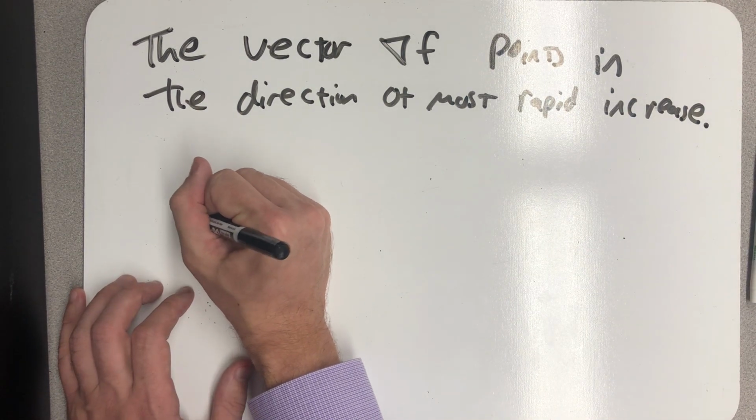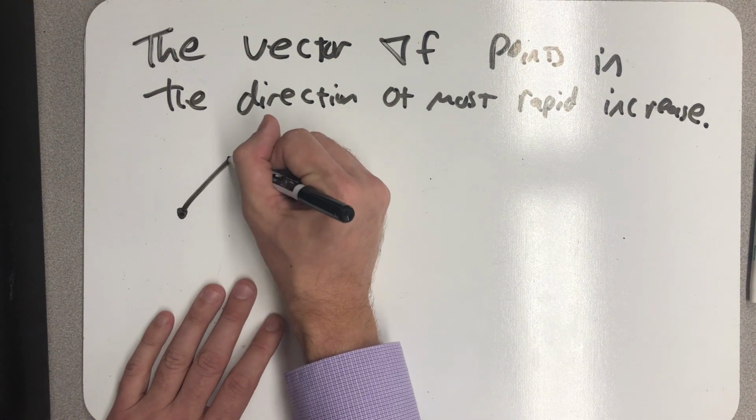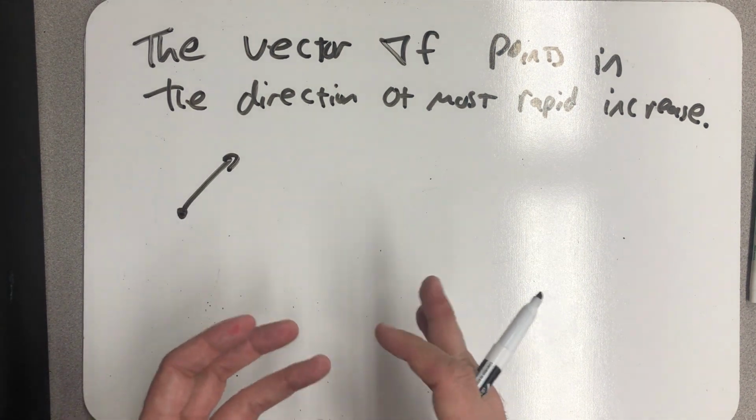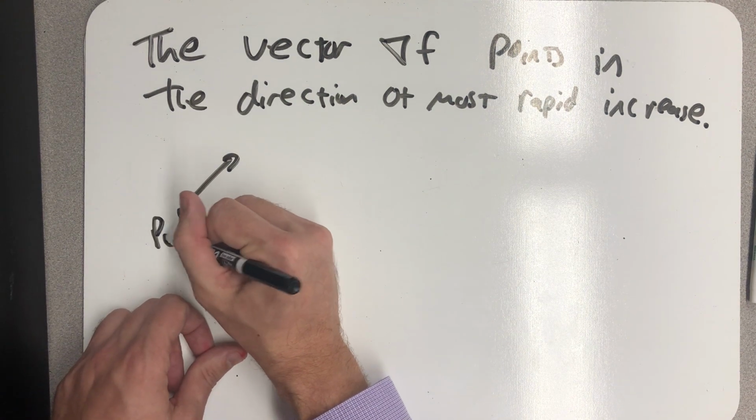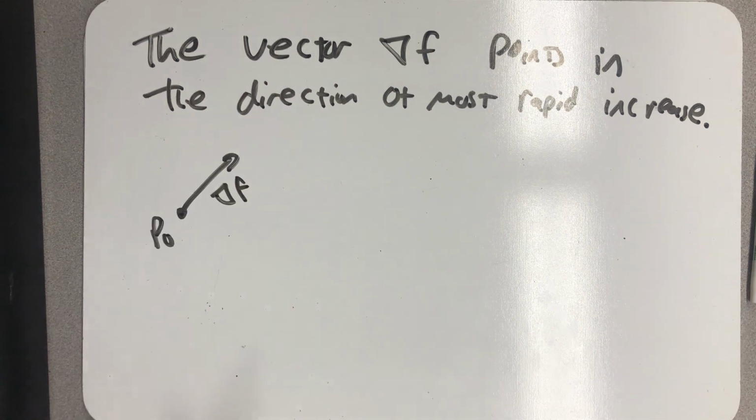So, if I have a surface in the domain and if I have a function z equals f of x, y, and I take a point, p naught, and I calculate del f at that point, literally pointing in the direction that the surface increases the fastest. Well, that's really cool.